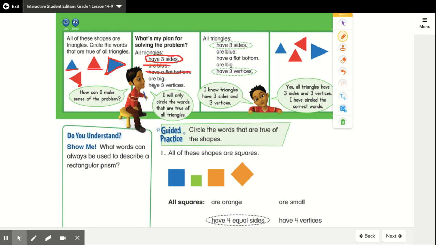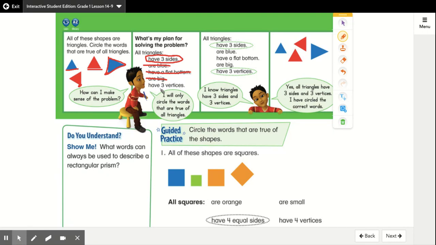All triangles are big. So is every triangle that you see going to be a big triangle? No, because some can be small and some can be big as well. So not all triangles are big. We do not define triangles by their size.